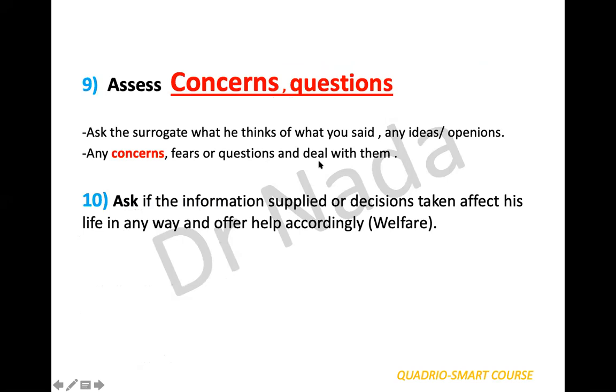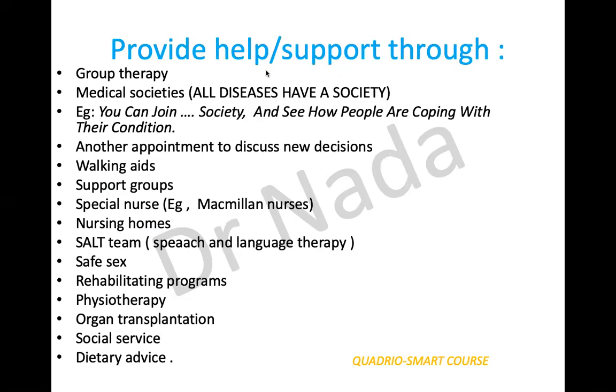So whatever problems they have, okay, help and support can be provided through, for example, group therapy. You give them contact details of some group therapy, according to the given disease in the scenario. The contact details of medical societies. Remember, all diseases have a society, like the MS Society, for example. Okay, contact details of the Parkinson's Disease Society, the Ulcerative Colitis Society, the Myasthenia Gravis Society, etc. These will support them and be by their side in their difficult times. All right. If they needed any help, they can contact these medical societies.